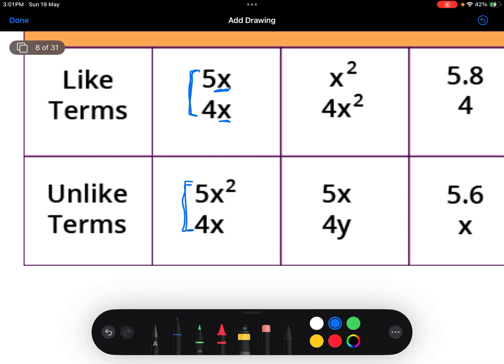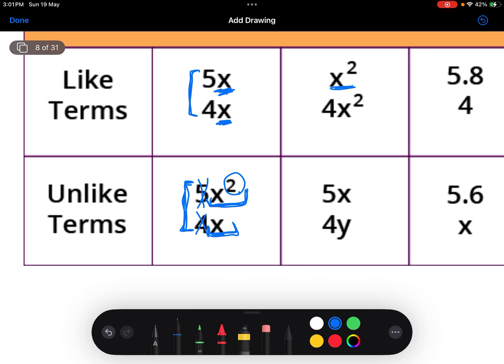These two terms are unlike terms because one of them is x squared and the other one is x, regardless of the number coefficient associated with it. We only look for the variable part. Since the variable is not exactly the same, we call them unlike terms. If they have the same exact variable, they are called like terms.